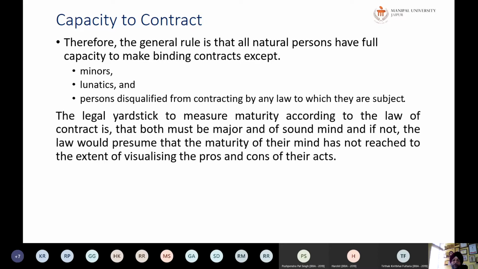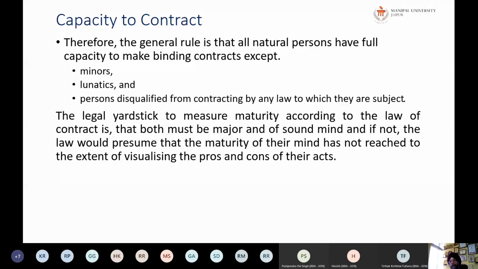So the legal yardstick to measure the majority according to the law of contract is that both must be major and of sound mind, and if not, the law would presume that the maturity of their mind has not reached to the extent of visualizing the pros and cons of the acts which they are doing.